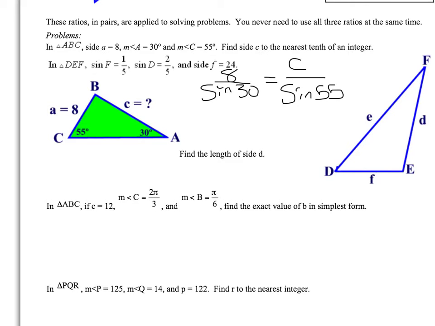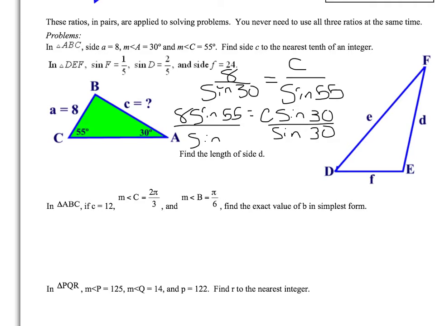Then we have to solve for C. The way we solve for C is by cross multiplication. So cross multiplying would give me 8 sine 55 equals C sine 30. And to solve for C, we divide by sine 30. In your calculator, you make sure it's in degrees, and you just type the whole left-hand side in your calculator. If it opens a parenthesis on the 55, just close the parenthesis before you hit divide sine 30. You will end up getting C equals, nearest tenth, 13.1. And that's it. That's your law of sines.